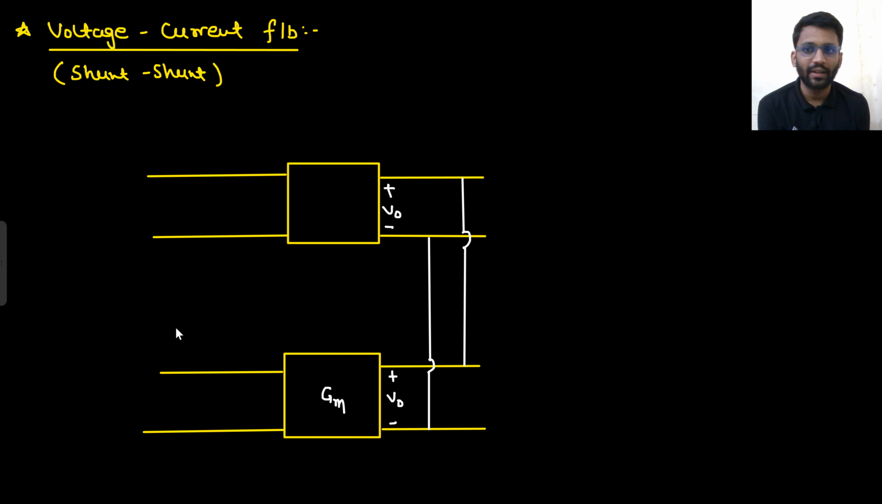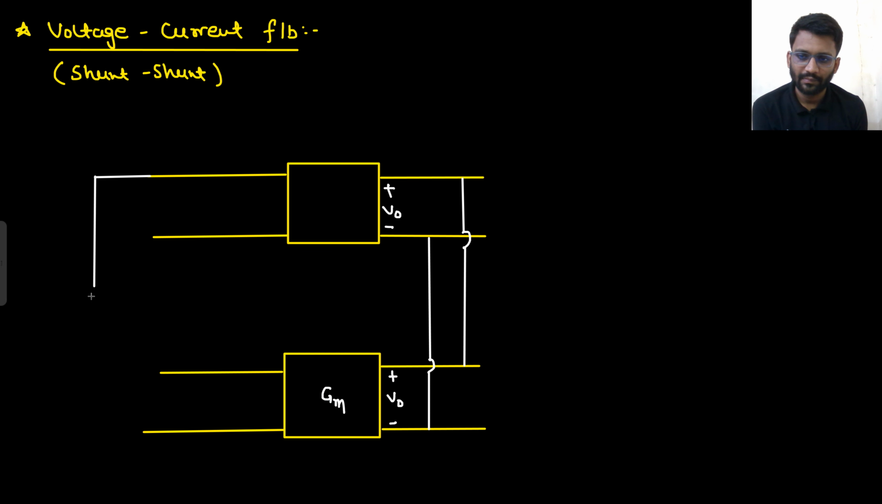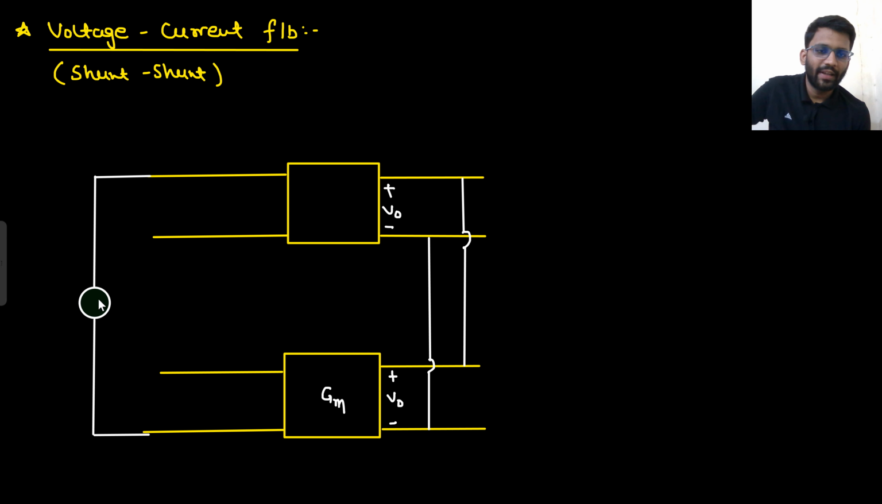Now that will be converted into current. Now what will be the connection? Again the shunt connection will be there because current is getting mixed. So let's make the input first. So first we will make the input. Look here, what will I make? I will make current source I in.